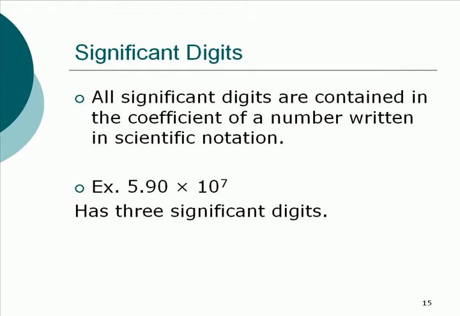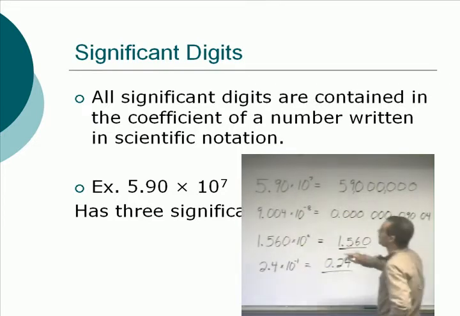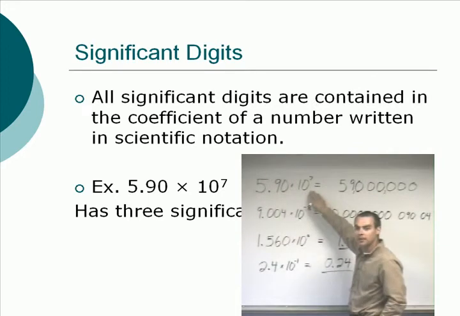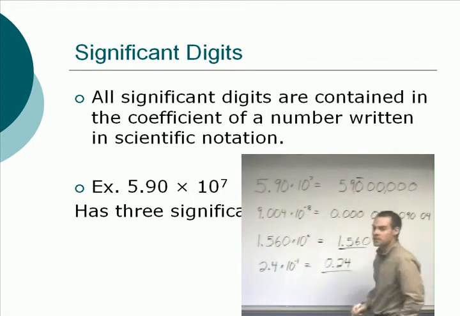Well, in general, and we're going to dismiss this rule as soon as we see this screen, the general rule is that significant digits are always contained in the coefficient. Okay? So for example, if we go back up here for a minute, 5.90 times 10 to the 7th, how many sig digs have you got there? 3.